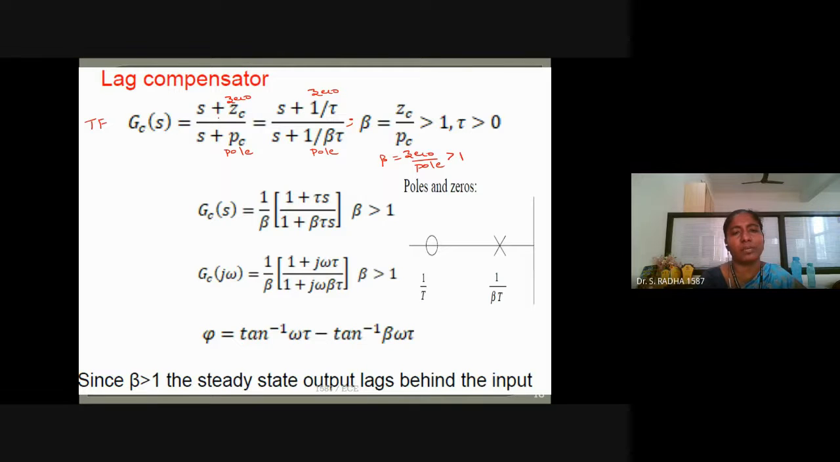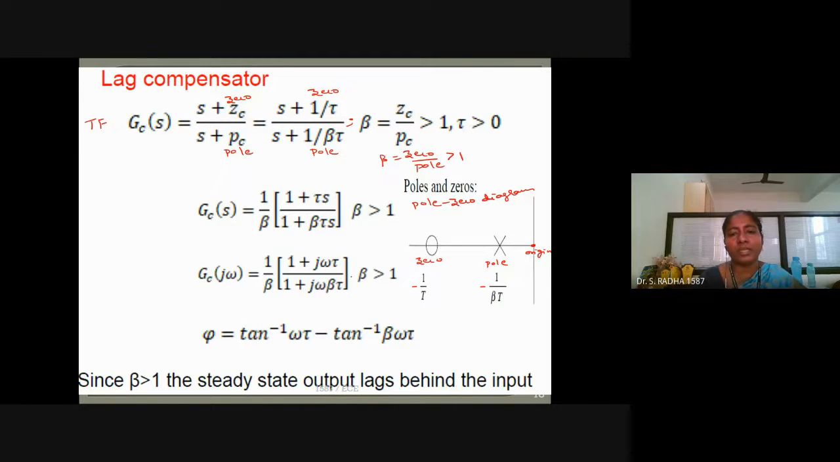Numerator gives 0, denominator gives poles, and 0 is 1 by tau, pole is 1 by beta tau. Earlier it was 1 by alpha tau, now it is 1 by beta tau, the only difference. This is the pole-zero diagram. You can see the pole is coming near to the origin. This is the origin, x-axis, y-axis. The pole value is minus 1 by beta tau, and the zero value is minus 1 by tau. This is the pole-zero diagram.